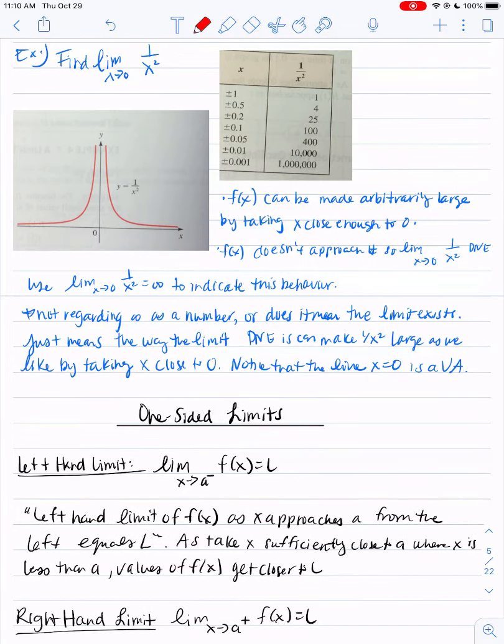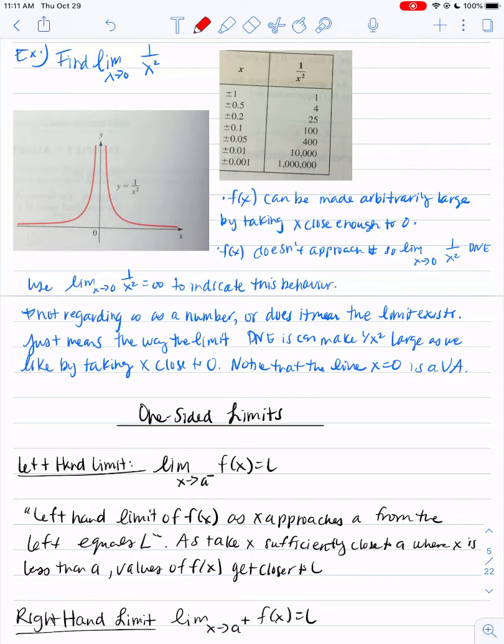Here's another example of a limit that does not exist. So I have the limit as x approaches 0 of 1 over x squared. So I have my values of x on either side of 0, and then what they give me for 1 over x squared. They're not getting closer and closer to any value. They're just growing, basically, arbitrarily large.